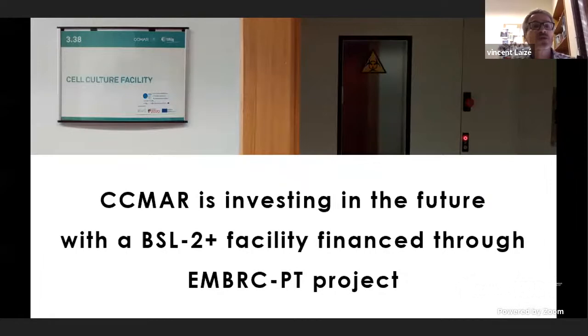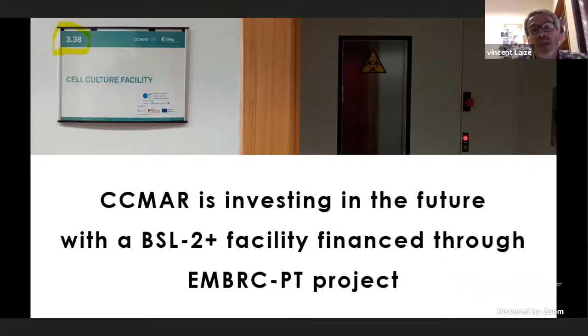Okay, now just 4 slides and I will be done. It's just about what is happening in the CCMAR in relation to cell culture, but what is important for fish cell culture. So some of you may know that the CCMAR has invested in a brand new cell culture facility. It has been financed by the EMBRC project. It will be located on the 3rd floor in room 338. Okay, the room is built.